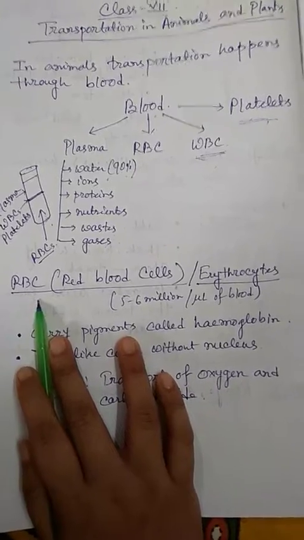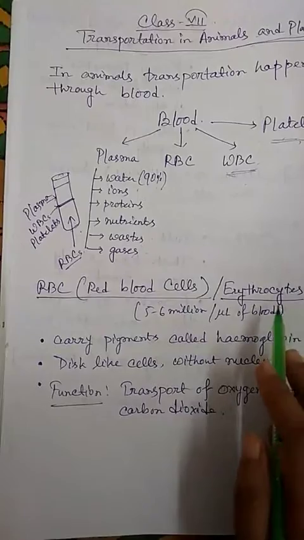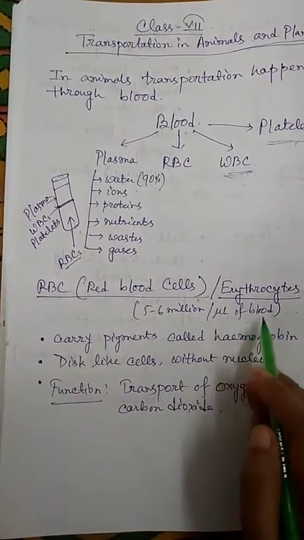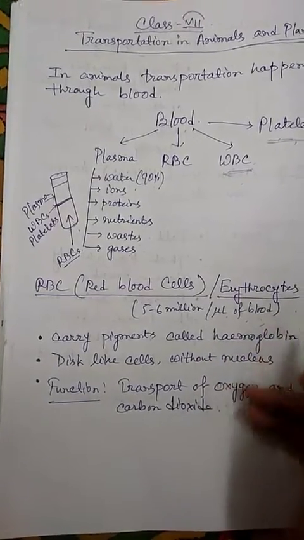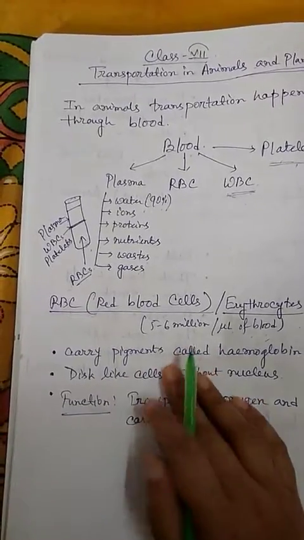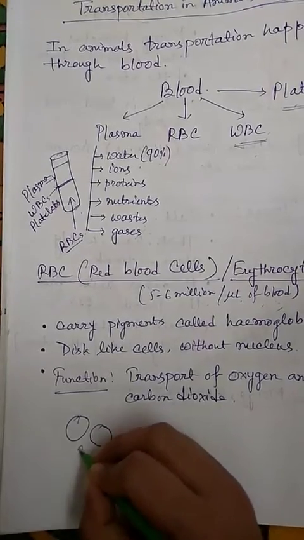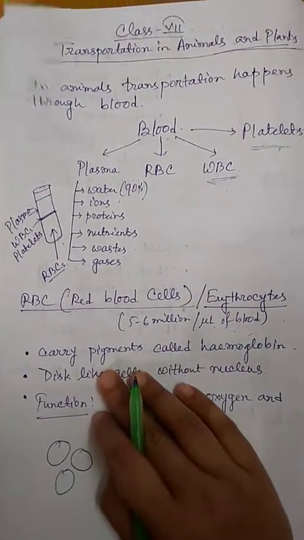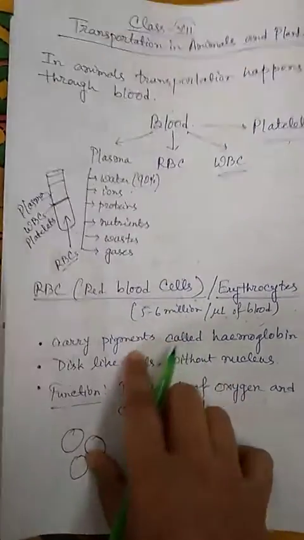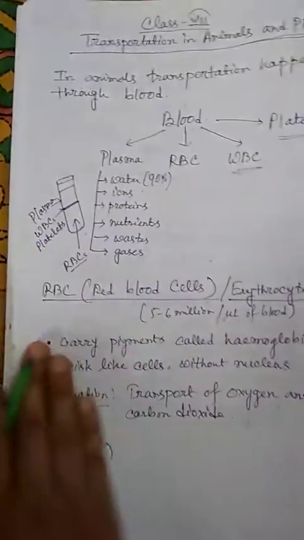Now about RBC. RBC means red blood cell, and the other name of the red blood cell is the erythrocyte. It is present in 5 to 6 million per millimeter cube of blood. Now what are RBCs? RBCs are disc shaped cells, and they don't have any nucleus in them. Rather they have a pigment named hemoglobin that does a very specific job.